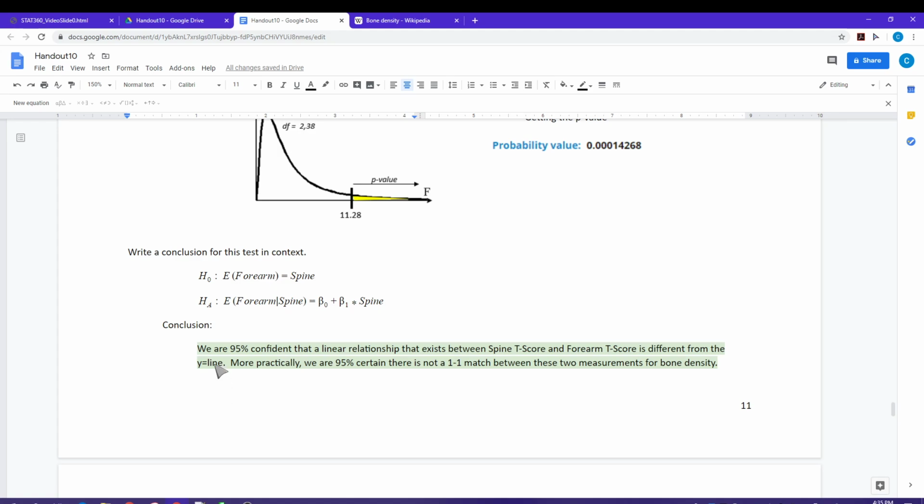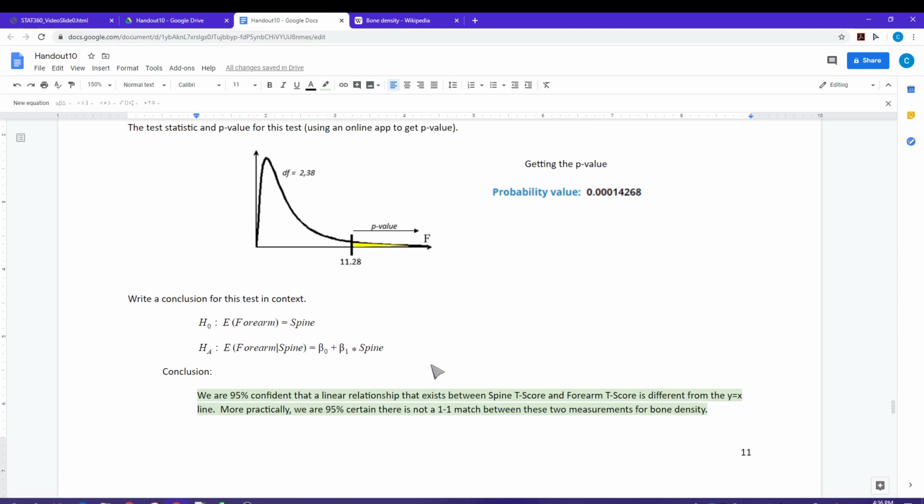So conclusion here, we are 95% confident that the linear relationship that exists between those two is different from the y equal x line. That's a typo there. Should be y equal x line. More practically speaking, we are certain that there is not a one-to-one match between these two types of measurements for bone density. So I cannot use forearm t-score as a substitute for spine.